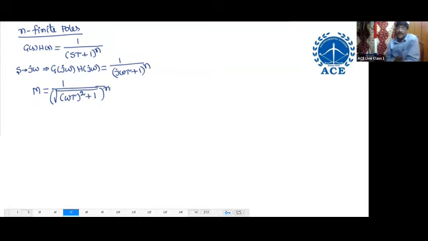Now write magnitude in dB. What is the magnitude in dB? Apply 20 log to this. Because it is in the denominator, I can write minus 20n log of root of (omega tau) whole square plus 1. This is the magnitude in dB.